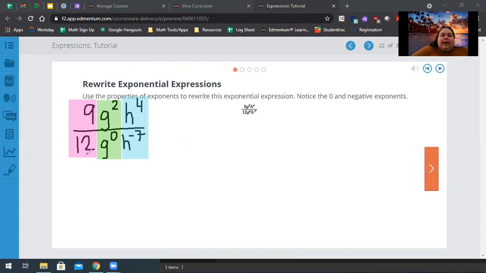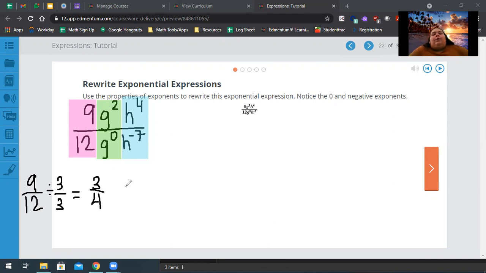So I have this 9 over 12 that I'm going to focus on. Like I said, we can break them up into pieces. So 9 over 12, 12 can't go into 9, but we know that they are divisible by 3. So we divide top and bottom by 3. 9 divided by 3 is 3. 12 divided by 3 is 4. So I found my pink section. It's 3 over 4.